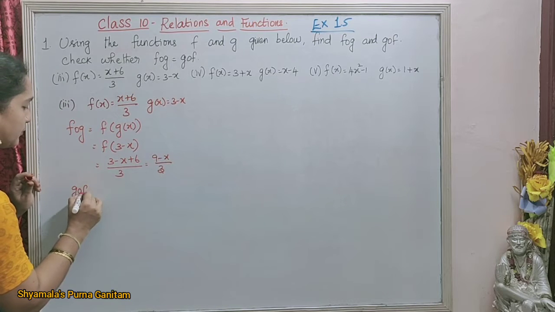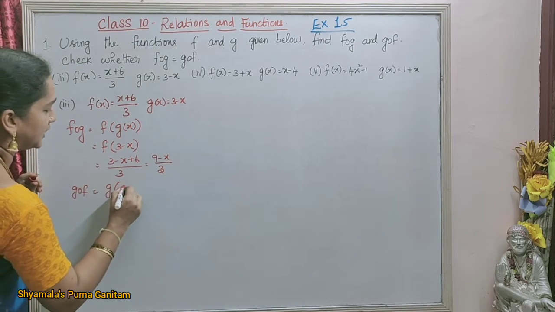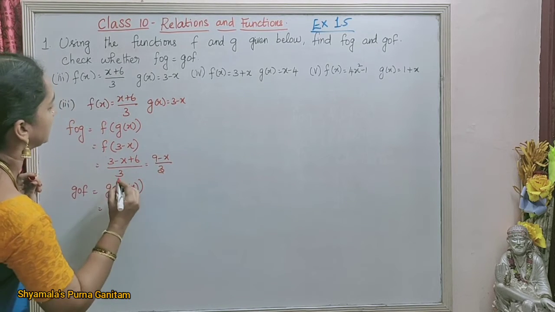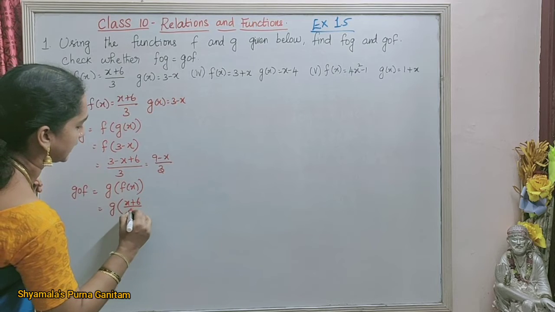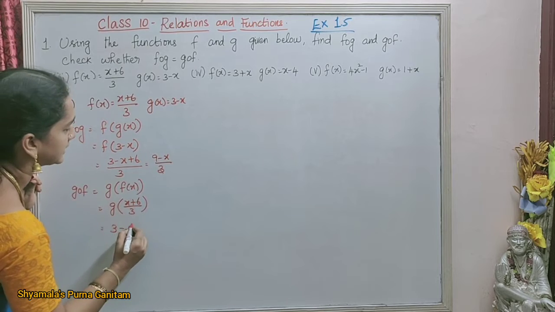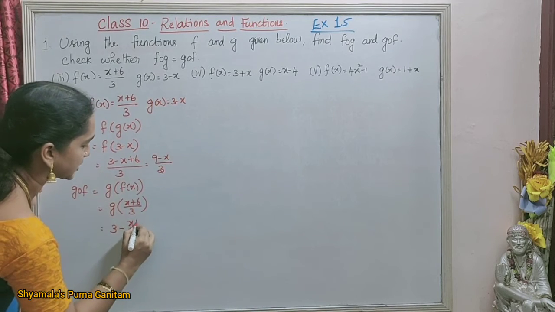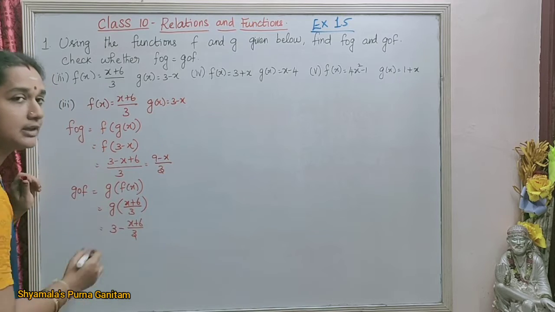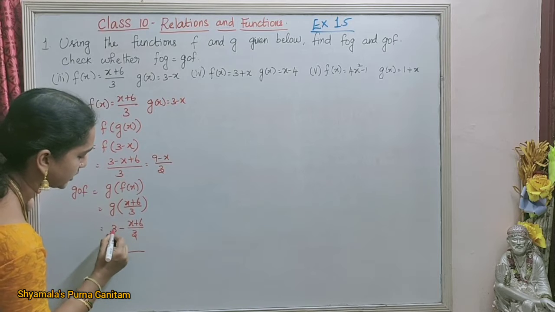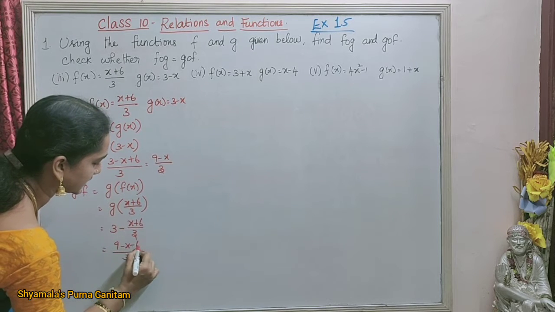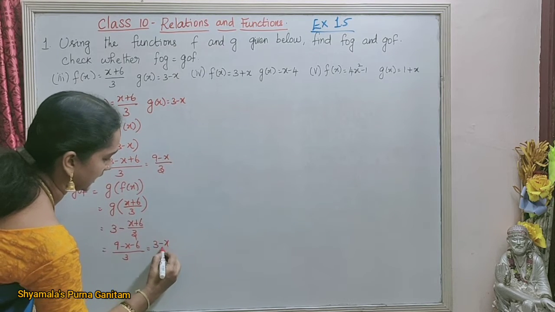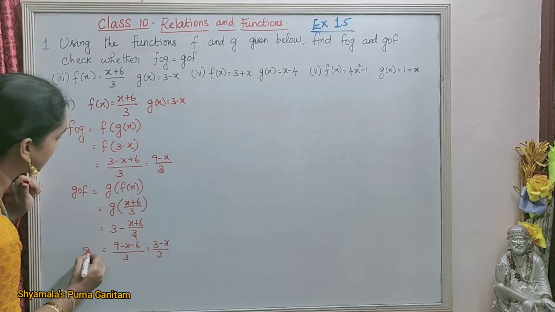Then g of f is g of f of x. So f(x) value is (x + 6)/3, and g(x) is equal to 3 − x, so instead of x we put (x + 6)/3. Now this has to be simplified. When we take the LCM, 3 is the denominator. So 3 threes are 9, minus x minus 6. So we will get 9 minus 6 is 3, so (3 − x)/3. So this is the g of f value.